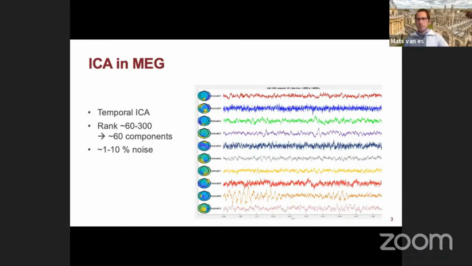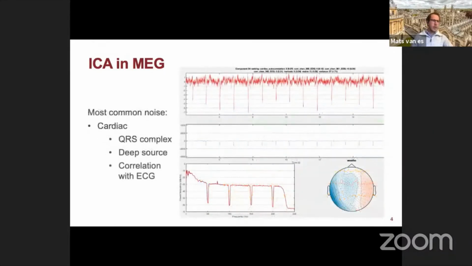So in general, in my experience, between maybe 1 and 5 components, I hand label them as noise. But this always has to be hand labeled. And this is a very time-intensive process, and it also requires quite some expertise because you have to be able to recognize different artifacts in the ICA components. So I'll give a few examples of common ICA components.